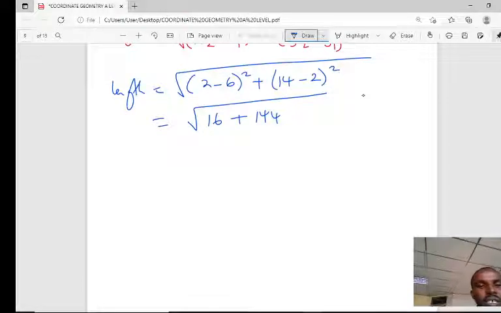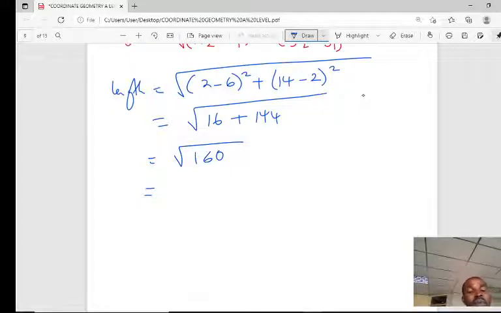Like this, which is equal to the square root of 144 plus 16, which is the square root of 160. Now we have to simplify this one. Remember, the question is saying the exact value, which means it must not be a decimal, but you can leave it under the square root in surd form. In surd form, it will be exact.